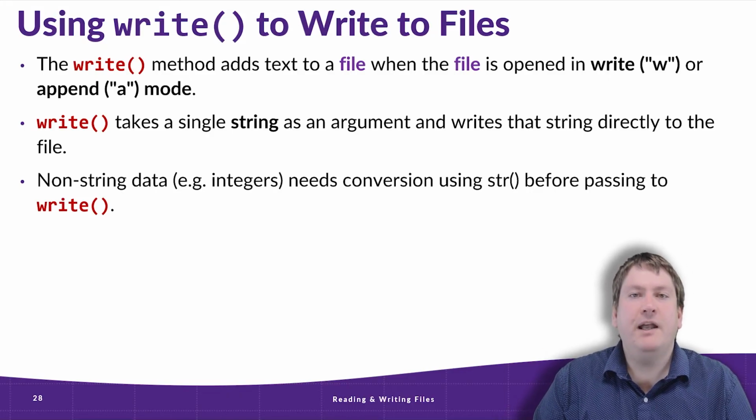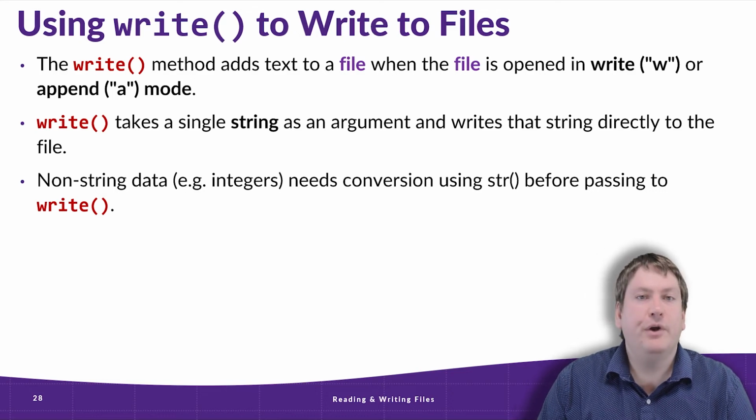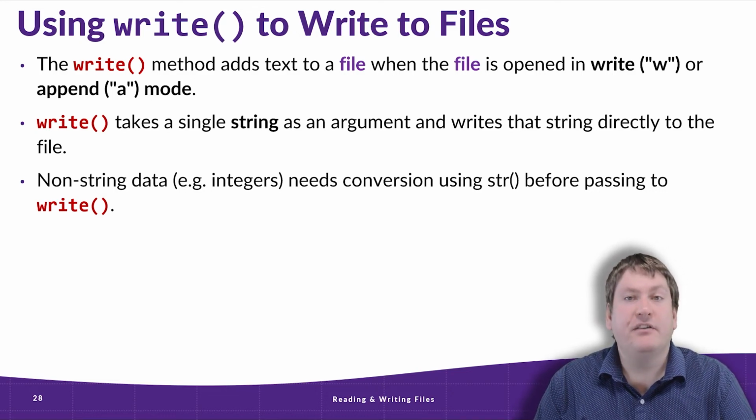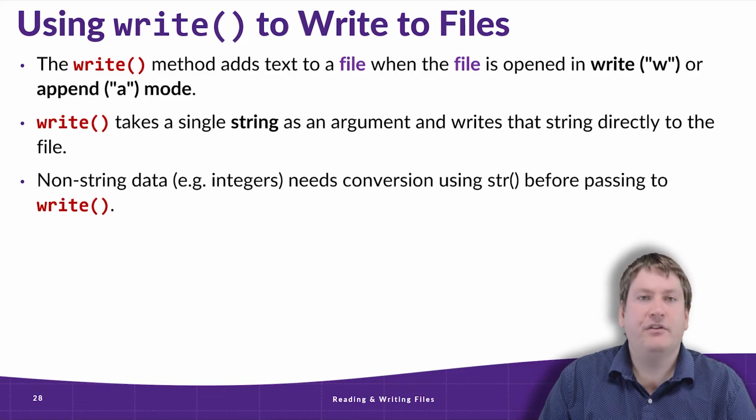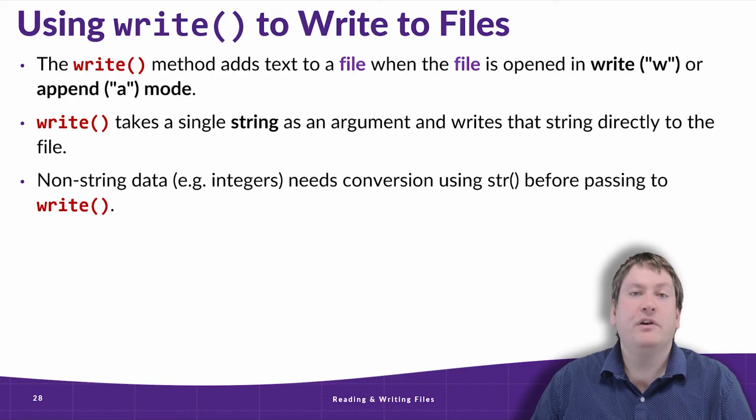Now, one thing to keep in mind is that if we're trying to write a value, like an integer or a floating point value, we need to convert that to a string before we pass it to write, just like we would when we're trying to add it to a string. Because write takes a string argument, that means if we have an integer, we're going to have to use something like the str function to convert that integer into a string before writing.